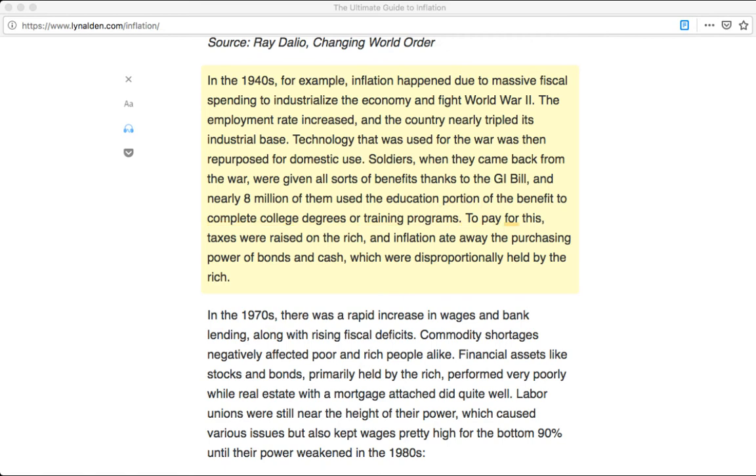To pay for this, taxes were raised on the rich, and inflation ate away the purchasing power of bonds and cash, which were disproportionately held by the rich. In the 1970s, there was a rapid increase in wages and bank lending, along with rising fiscal deficits. Commodity shortages negatively affected poor and rich people alike. Financial assets like stocks and bonds, primarily held by the rich, performed very poorly, while real estate with a mortgage attached did quite well. Labor unions were still near the height of their power, which caused various issues but also kept wages pretty high for the bottom 90% until their power weakened in the 1980s.